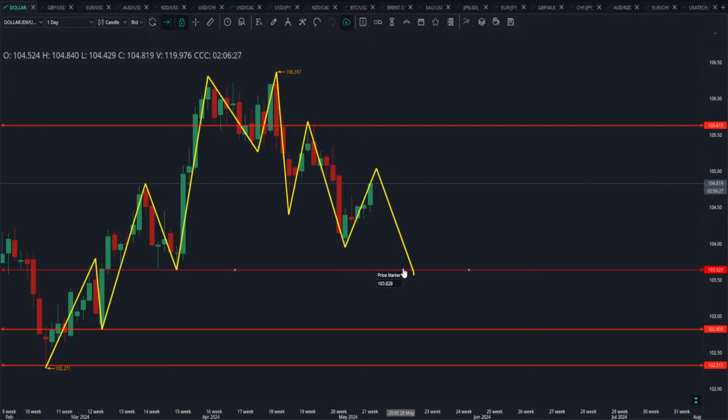On the downside, we have support at 103.62. On the higher side, we have resistance. This is the first resistance actually, 105.33, and later on 105.61. These are the two resistances on the way up.